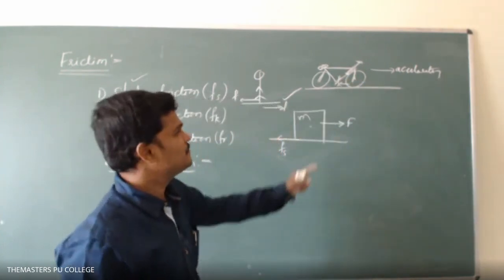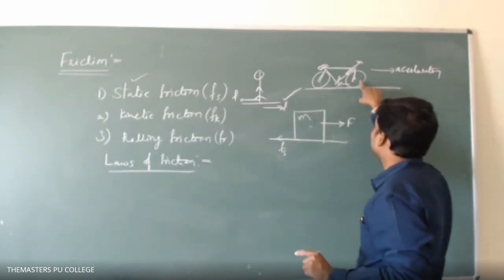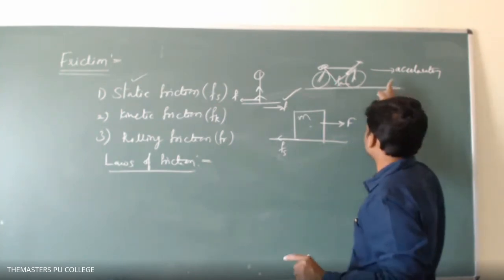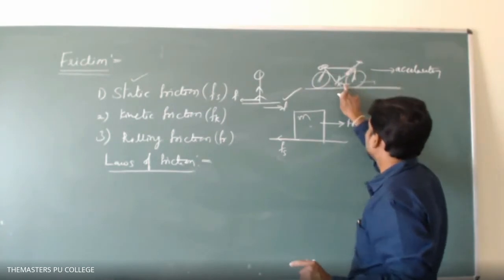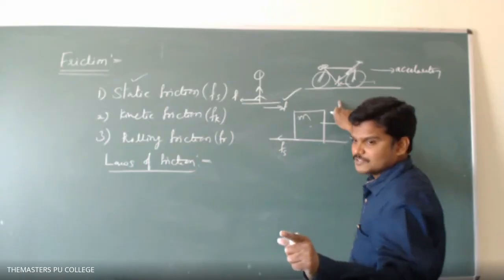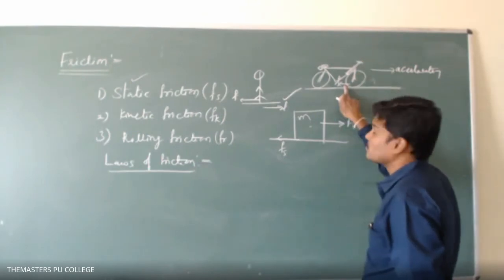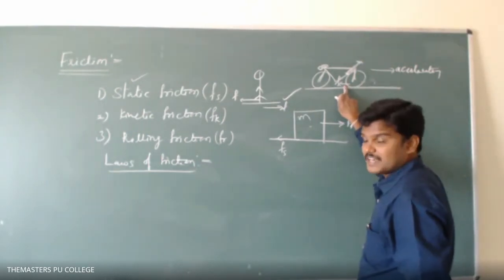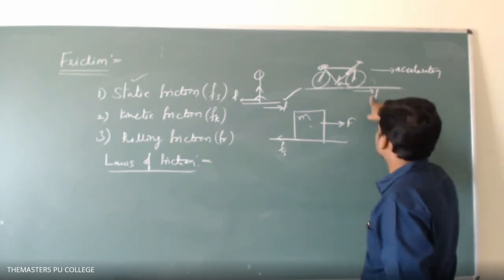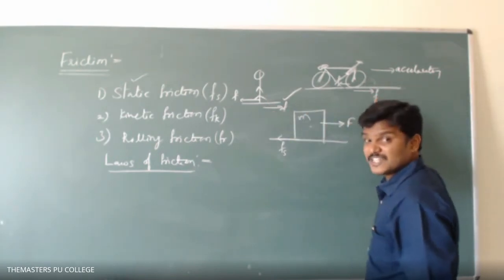See, suppose the frictional force on the tire is forward, then the frictional force on the floor is backward. This will act on the ground. Frictional force on the front tire is backward, on the ground forward. So this is the reason the body moves. Because of this frictional force, the cycle is accelerating.